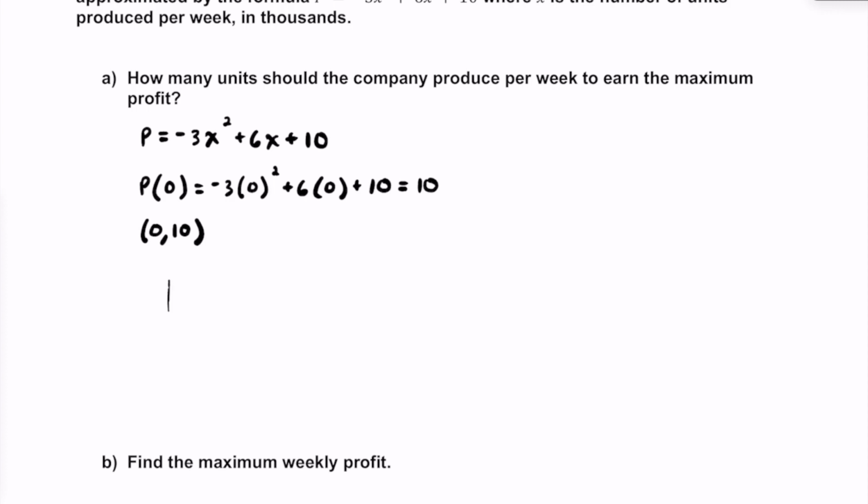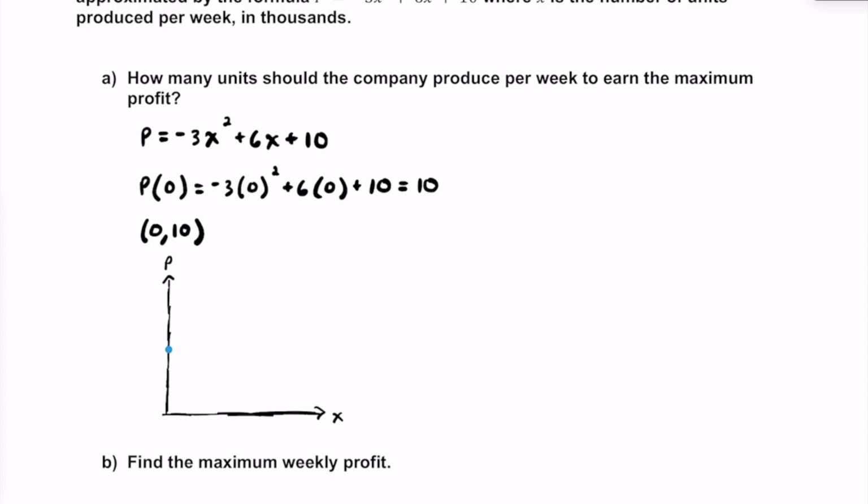So just making a rough sketch, let's see if we can see what's going on. We're talking about money and budgets here, so I'm not really going to need all the quadrants. I'm just going to go ahead and go into quadrant 1. So x is a number of units, and then P is going to be their weekly profit here. And we know that 0, 10 is going to be representing that y-intercept, so maybe something like this.